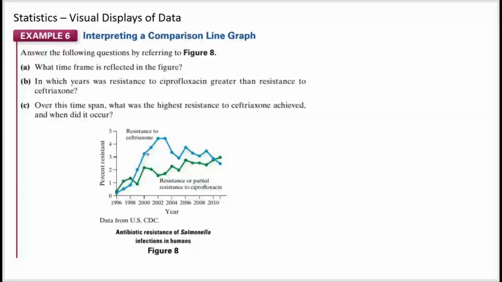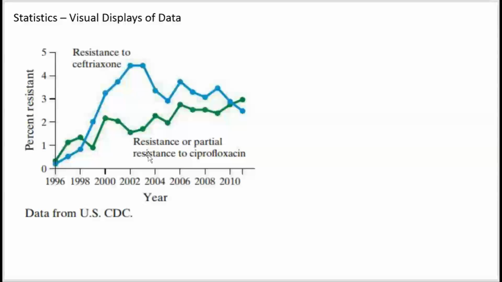It says, what time frame is reflected in the figure? Now, you might not be able to see this very well, so I'm going to zoom in a little bit closer. There we go. Now you might be able to see clearly what time frames we have going on here. It starts at 1996, and then it goes to, it looks like, 2011. It's not labeled. Notice it goes from 96 to 98 to 2000 to 2002, so it's skipping years. But look how these are closer together at the end. So I would say the answer to question A is from 1996 to 2011.